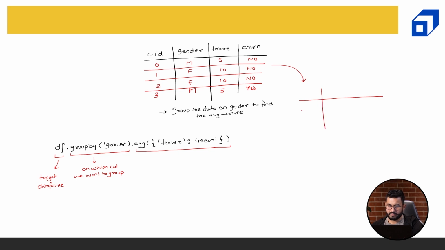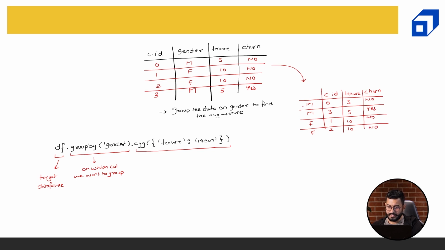Gender will become the index of my data frame. So here I will have male, male, female, female. Then I'll have customer ID, which is 0312. Then I will have tenure. This will be 5, 5, 10, 10. And the final column is churn. This will be no, yes, no, no.